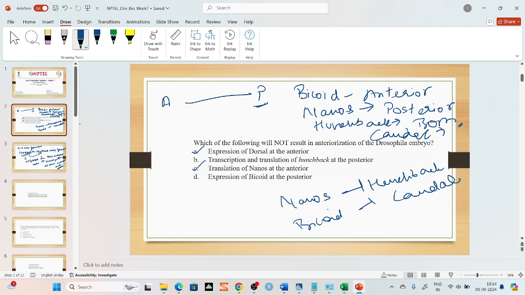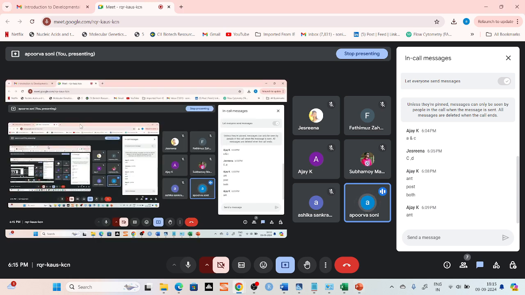Then transcription and translation of the hunchback at the posterior. So hunchback is responsible for the anteriorization. That means for the anterior axis formation. So if hunchback is also present at the posterior, what would be the phenotype? What can it lead to? Can anybody tell me? If hunchback is also present at the posterior end, what can be the possible phenotype? Anybody?